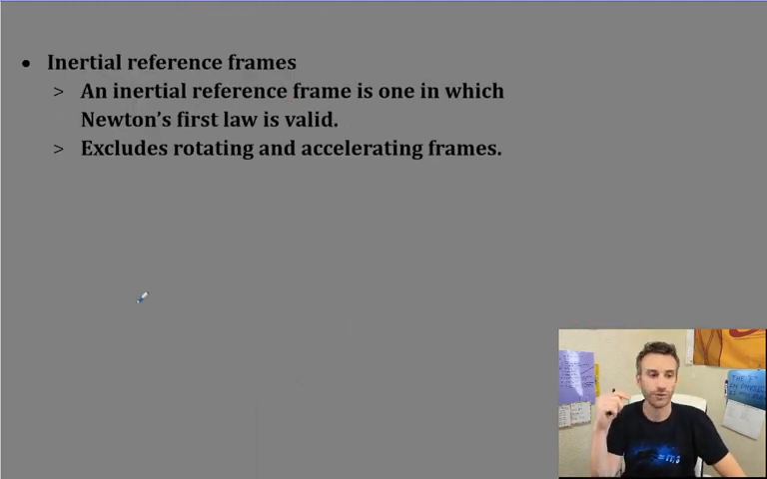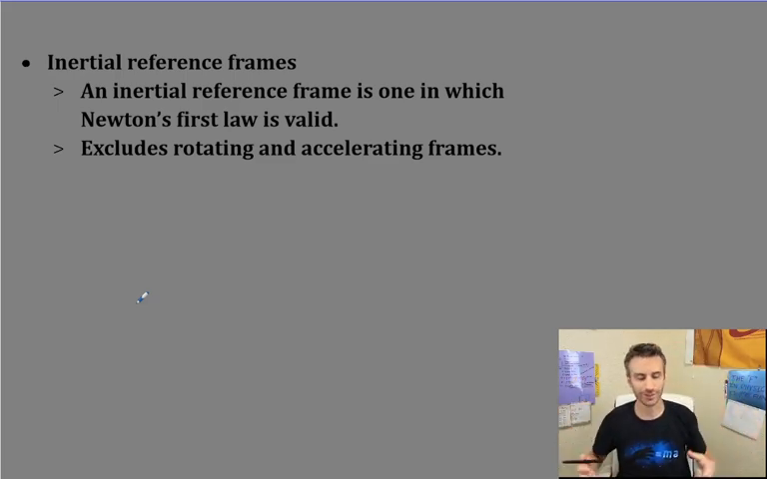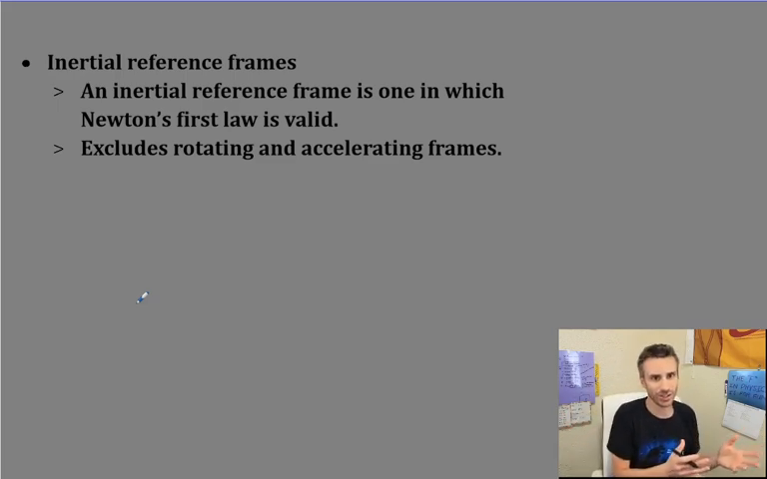So let's talk about inertial reference frames very briefly. Inertial reference frames are reference frames in which Newton's first law is valid. This usually excludes accelerating reference frames. So for example, if you were to have a party in the back of a giant moving truck, you're just having a good old time, and all of a sudden everybody in the back of the moving truck slams up against one side of the truck, you're going to be like, what just happened?